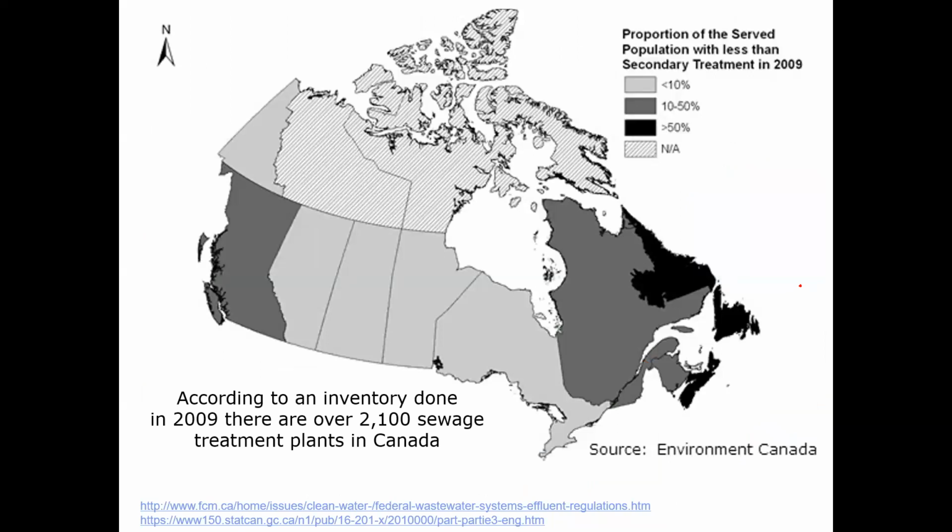This is a bit more recent data. This is a 2009 inventory, and apparently there are 2,100 sewage treatment plants across Canada. So I don't know if that's a lot or not. I have no idea. The data of the amount of cities along the Fraser River in BC that dump directly into the river is scary.